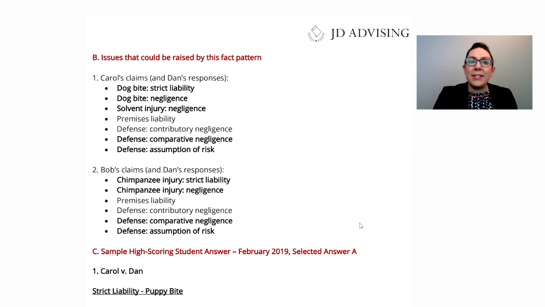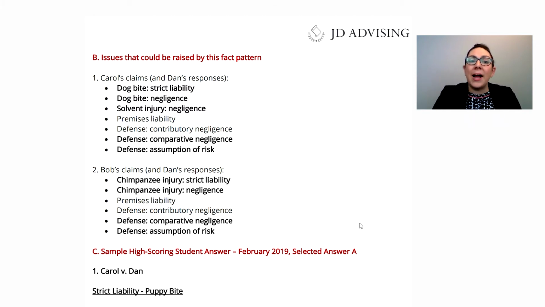And then for Bob's defenses, since all of Carol's claims sound in negligence, Bob's defenses should sound in negligence. So Bob could raise, for instance, contributory negligence, comparative negligence, and assumption of the risk. The bolded issues here are the issues that are probably the major issues. You probably need to identify and address strict liability for the dog bite, negligence for the dog bite, negligence for the solvent injury, some discussion of contributory and or comparative negligence. If you combine them into one issue, that's likely fine, and probably assumption of the risk.